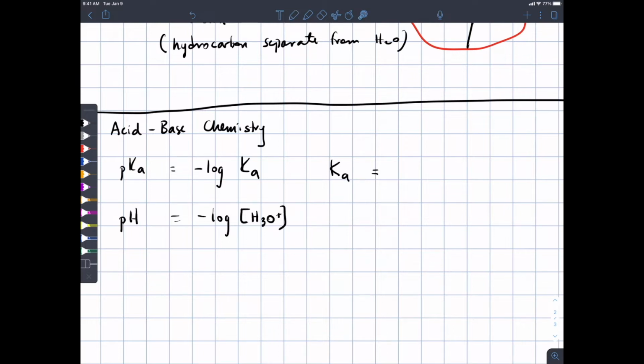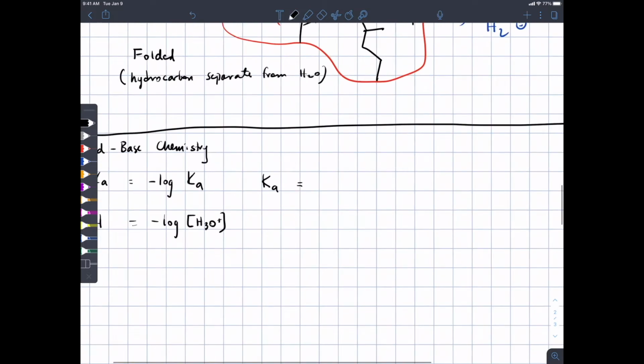Good. Ka is what? Is it like the concentration of the base divided by the other products, or the reactants, or something like that? I don't know. Yeah, you get Ka from this. Many people may not have explained it to you this way.